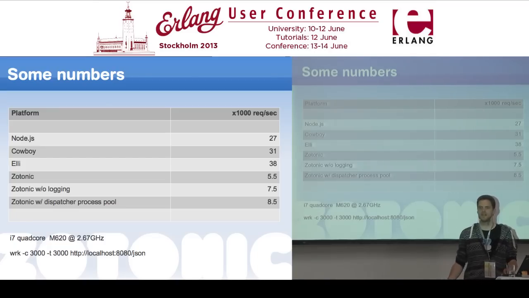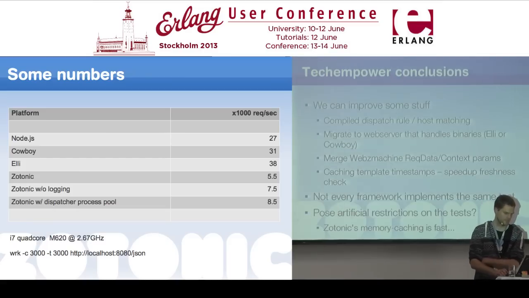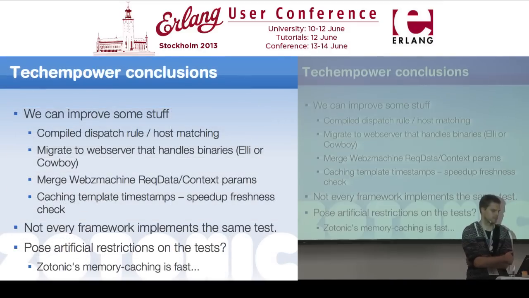But then again, this was the most basic test, right? And it's like 8,500 requests per second on a laptop. I mean, what do you really need? But of course, we can improve stuff.